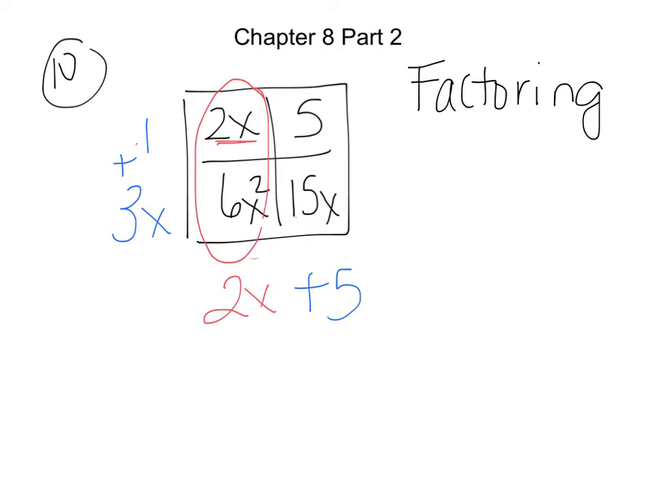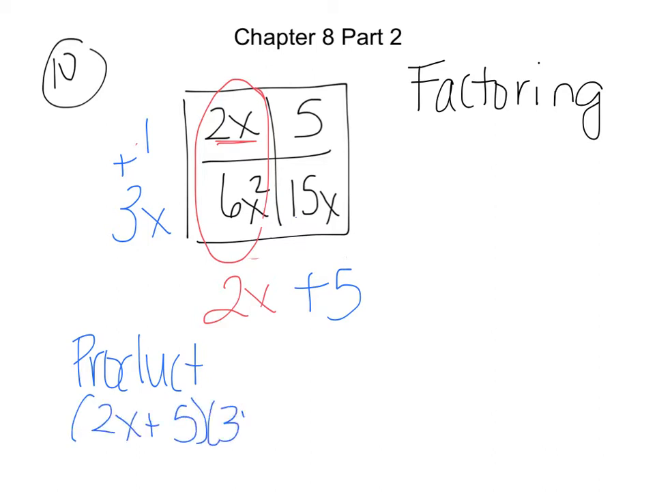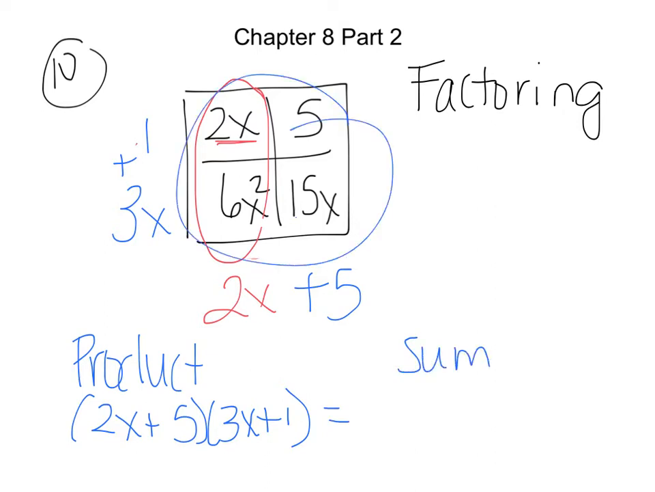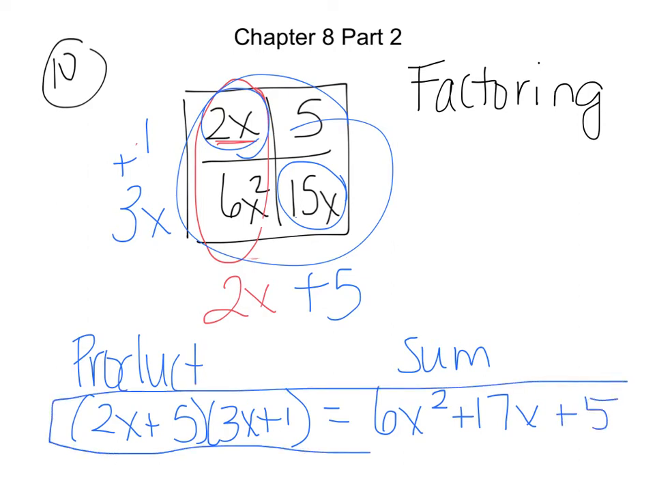So when we go to write this, we're going to write it as a product first. So that means we're multiplying. So that's going to be 2x plus 5 times 3x plus 1. And you could have those parentheses flip-flopped. You could have the 3x plus 1 first. It doesn't matter. And I'm going to write it as a sum, which means I'm going to take whatever's inside and combine like terms. So that's 6x squared plus 17x, because I'm going to add the 15 and the 2x together, plus 5. So we have the product and we have the sum.